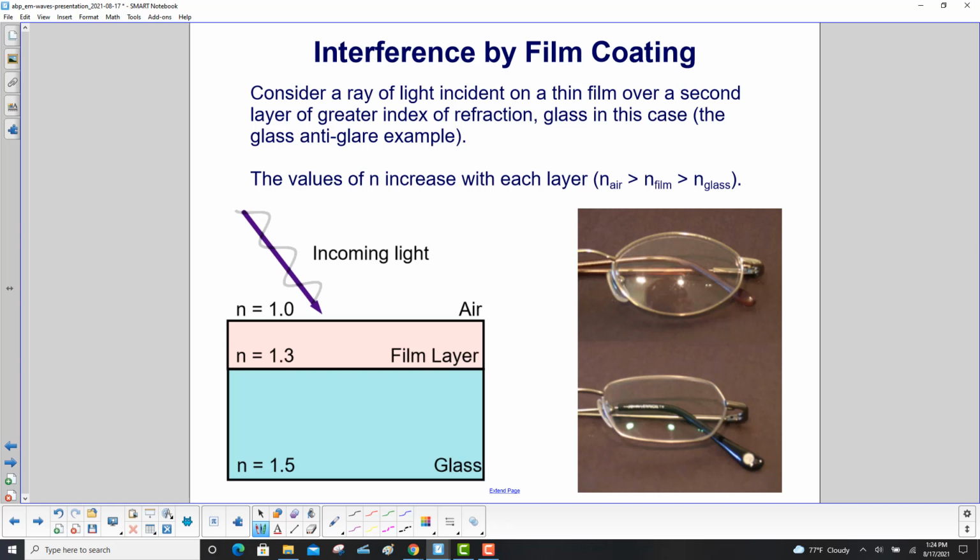So we have a ray of light incident on a thin film over a second layer of greater index of refraction, glass in this case. The values then increase with each layer. N sub air is less than N sub film, which is less than N sub glass. And here we go. That's our anti-glare glasses right there.